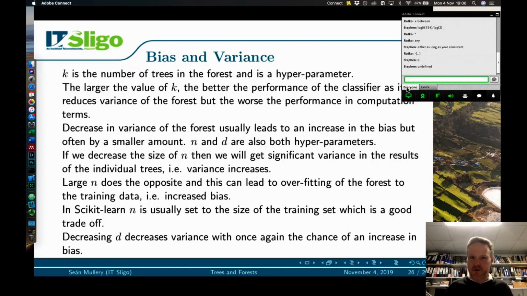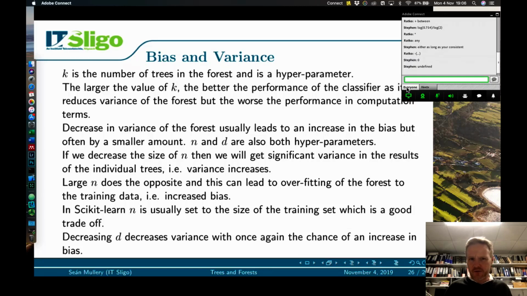Now the problem is that when you try to optimize, let's say, variance, you often end up with a bit more bias, and if you try to optimize bias, you often end up with a bit more variance. So it doesn't always work out that way, but that can often be the case.